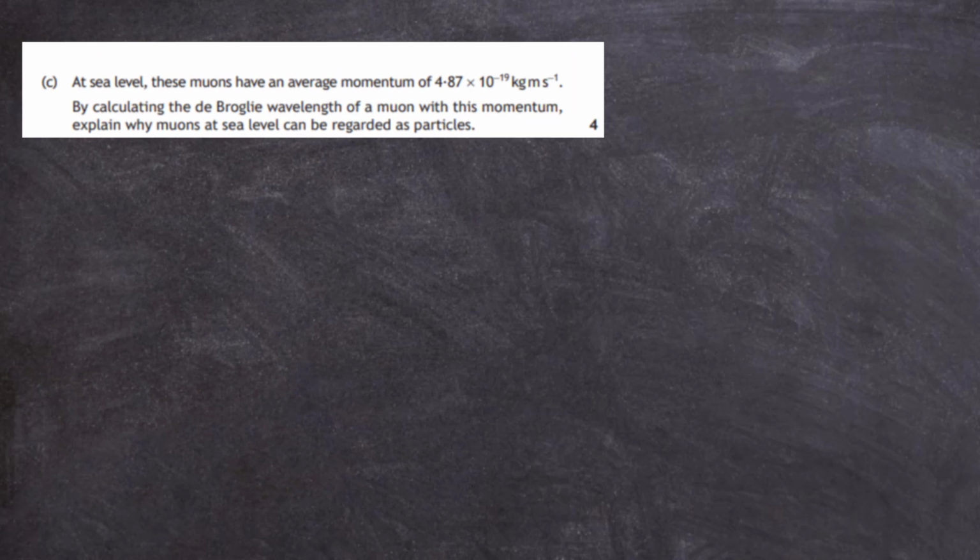Question 8C. At sea level, these muons have an average momentum of 4.87 times 10 to the minus 19 kilogram meters per second. By calculating the de Broglie wavelength of a muon with this momentum, explain why muons at sea level can be regarded as particles.